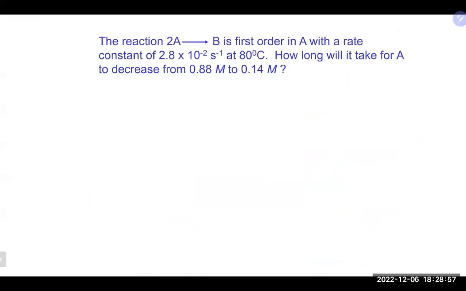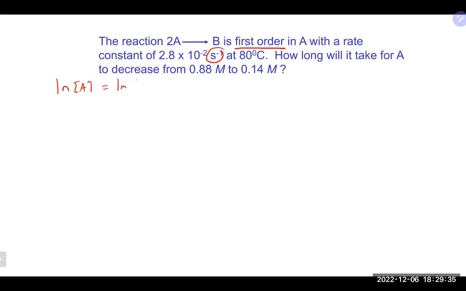So for example, why don't we try one? The reaction 2A goes to B is first order with a rate constant of 2.8 times 10 to the minus 2 reciprocal seconds at 80 degrees Celsius. How long will it take for A to decrease from 0.88 to 0.14? Let's take a look at this together. We know it's first order because they told us it's first order. We would also know because they gave us the rate constant units, which are reciprocal seconds.